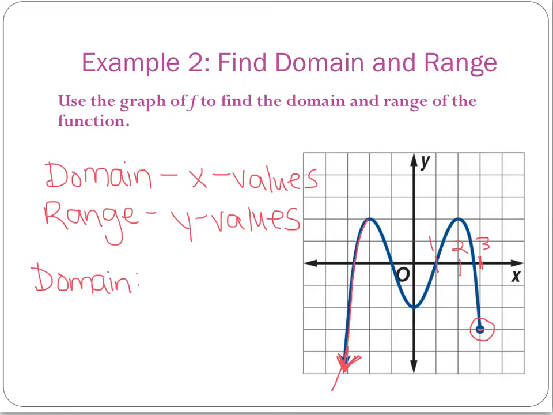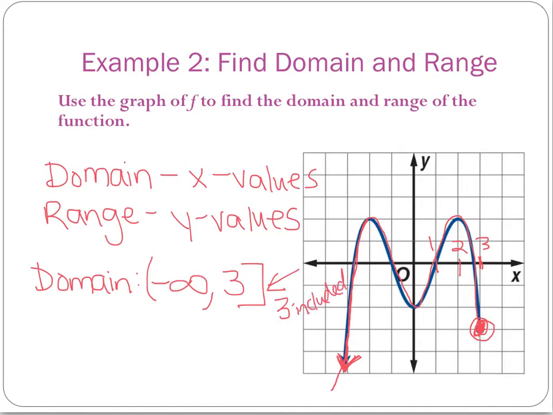I always write my domain from least to greatest in interval notation. And my domain is going to go from negative infinity to 3. So my graph goes all the way to the left negatively. We're going to start our graph from negative infinity, and we're going to trace our graph until we reach an x value of positive 3. And since there's a closed dot here, we use a bracket to show that 3 is included in our domain.